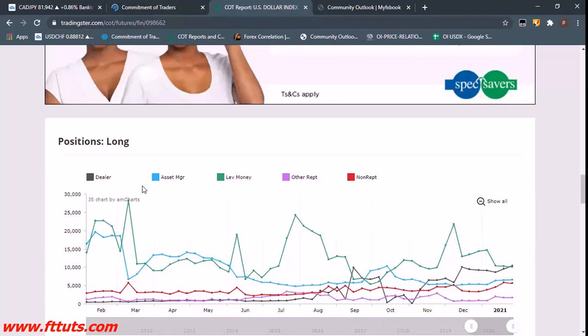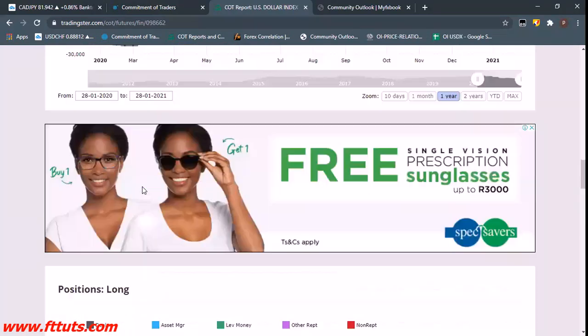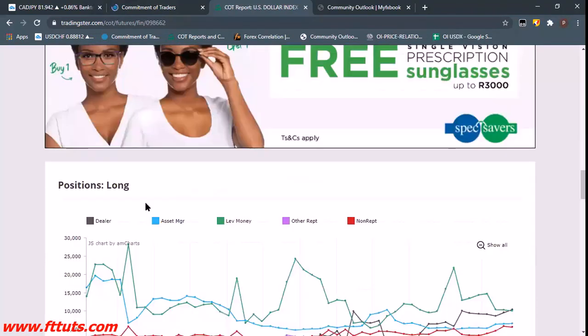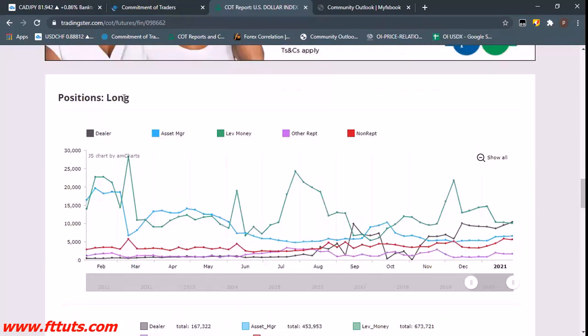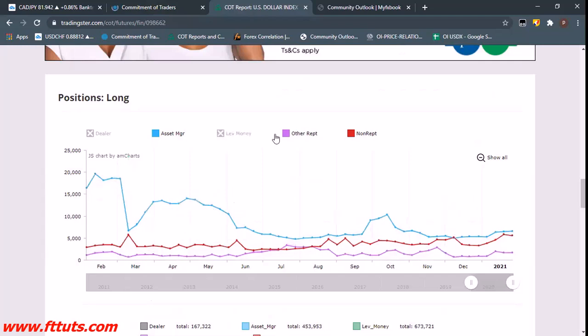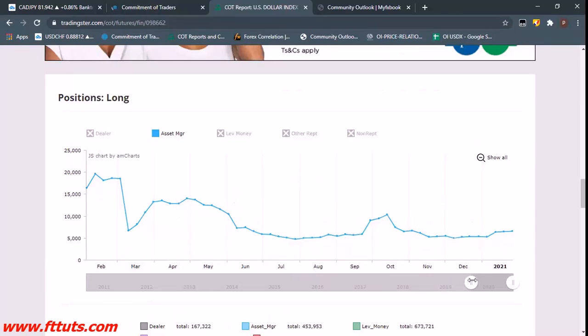If I want to check my buy and sell, then I will come here and look at my asset manager on long. This is long positions, right? So I will click here to check that one out. Asset manager is what we want to see. Now I'll click this to take this out, and this, and this. Then I can just zoom.